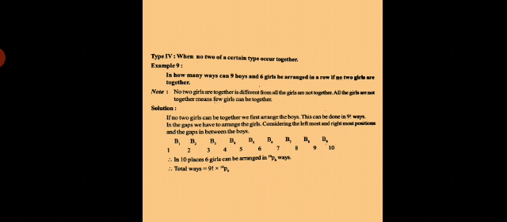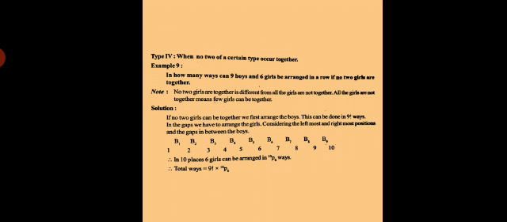So type 4 says when no two of a certain type occur together. Here I repeat, no two of a certain type occur together. For example, in how many ways can 9 boys and 6 girls be arranged in a row if no two girls are together? Note here that no two girls are together is different from all the girls are not together. All the girls are not together means a few girls can be together.